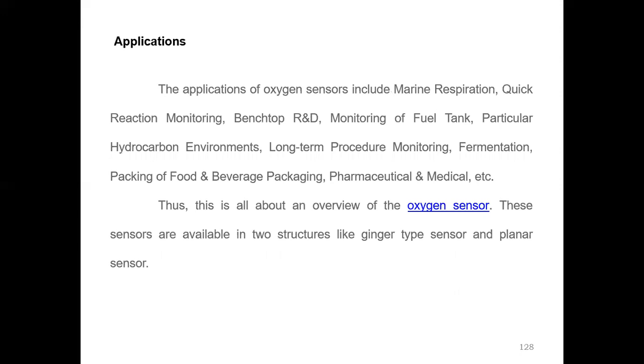The applications of the oxygen sensor include respiration monitoring, quick reaction monitoring, benchtop R&D, monitoring of fuel tanks, hydrocarbon environments, long-term process monitoring, fermentation, food and beverage packaging, and paramedical and medical uses.